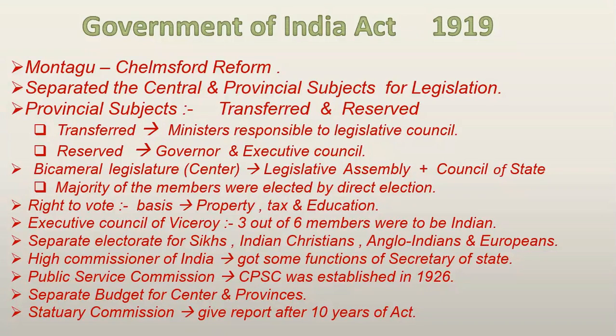Now, friends, this act also introduced bicameral legislature at the center. Now, what does it mean? It means that till now there was only a single house for Central Legislative Council, but now there were two houses for Central Legislative Council. The lower house was known as Legislative Assembly and the upper house was known as Council of States.